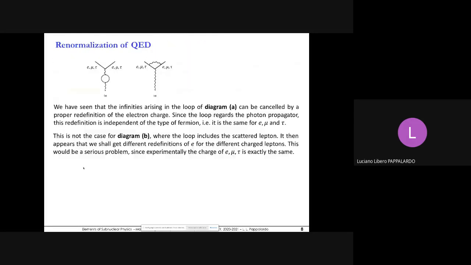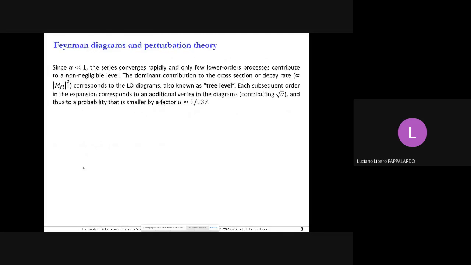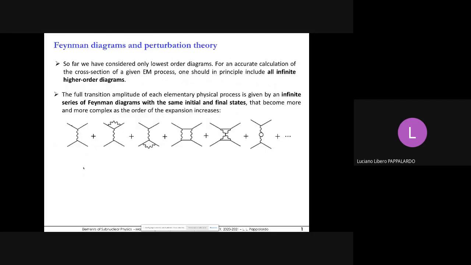If you let me go back to the very first slide today. You see, this is the first order. All those are the second order. Then can you imagine how many you have on the third order, and how many you have at the fourth order, how many you have at the 10th order, and so on. So the complexity rises very quickly.